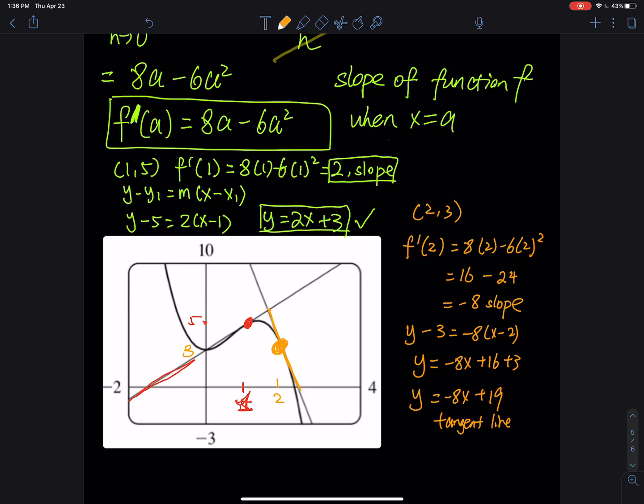So that will be all in this video. In the next video, I will show you a velocity problem.